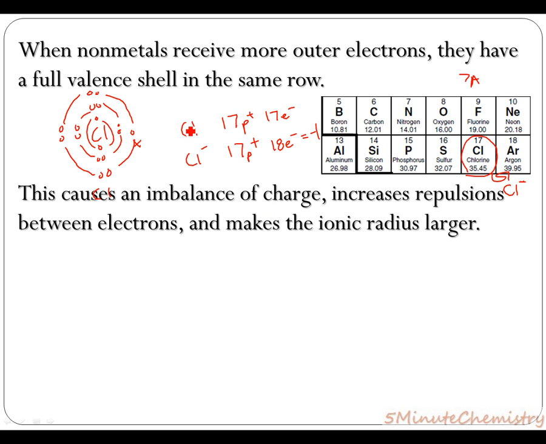So what happens there is now I have an extra electron, which means I have even more repulsions. I also have an imbalance of charge. I have more negative charge than this positive center can hold on to as tightly. So it has to kind of ease up the grip, if you will. It has to loosen its hold on its existing electrons so that the new electrons have a space to be where their repulsions can be minimized. So this in turn makes the ionic radius larger.